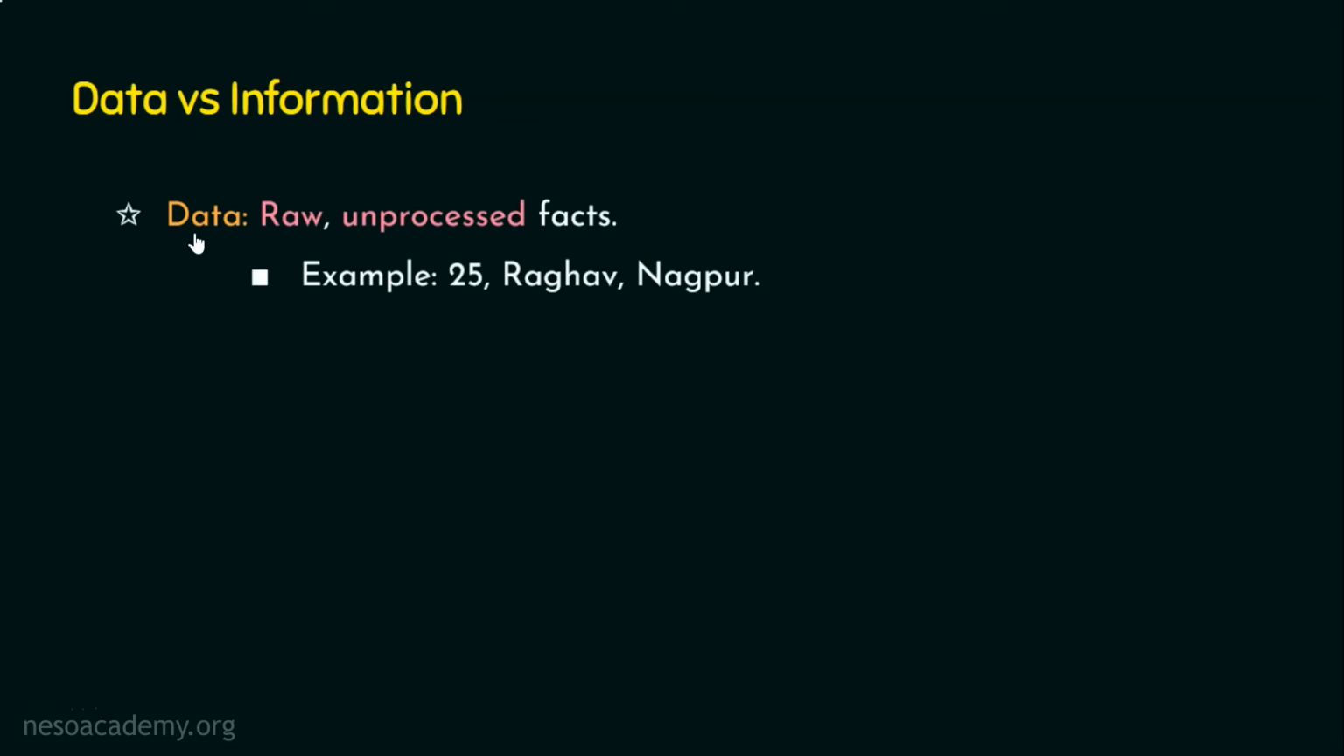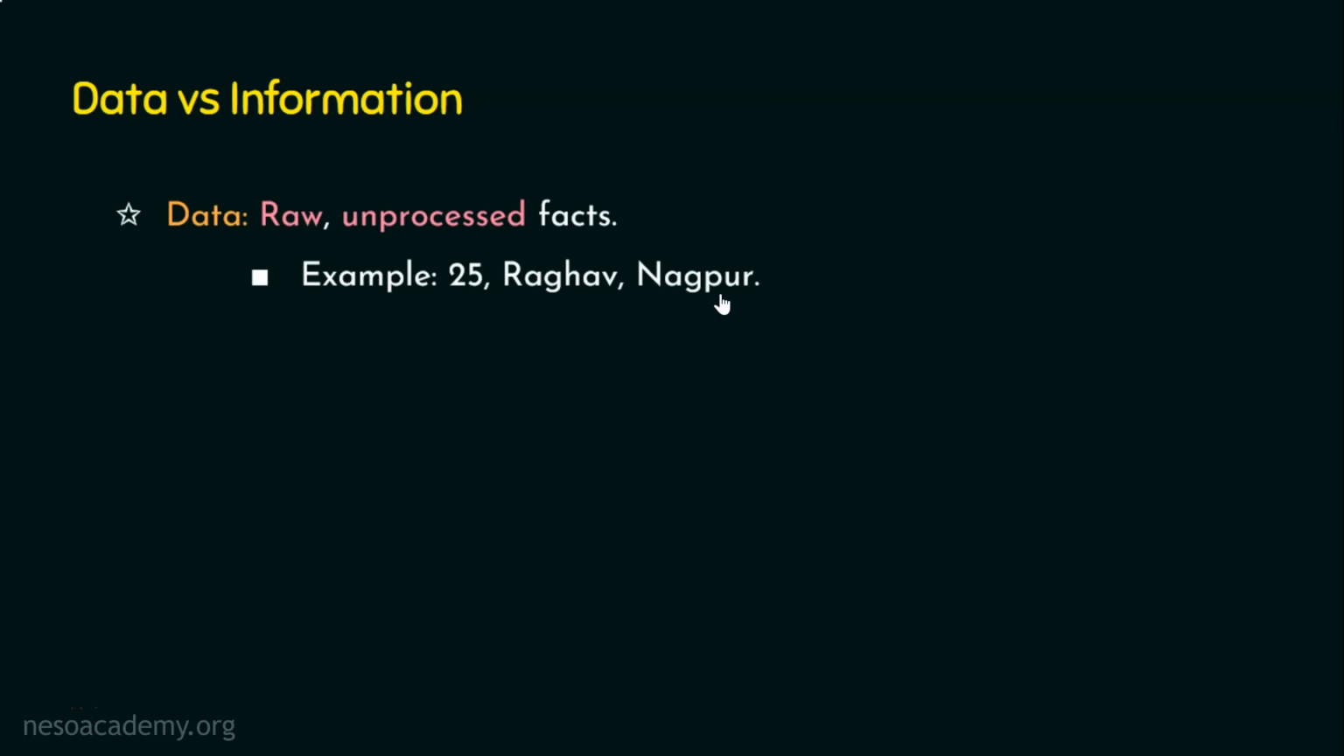So I mean to say, data is the raw piece of information or the unprocessed facts. For example, 25, Raghav, Nagpur, all these items are data. They are raw information, raw facts. Raghav is the name of the person, Nagpur is the name of the city, 25 is a number. This 25 may be anything. It may be the age of the person, or the account balance of that person, or the door number. This is a raw fact. And that's why we call these unprocessed facts or raw facts data.